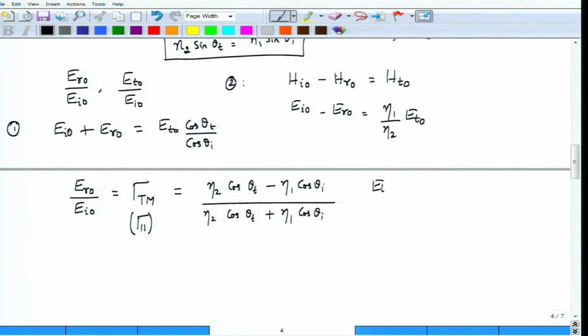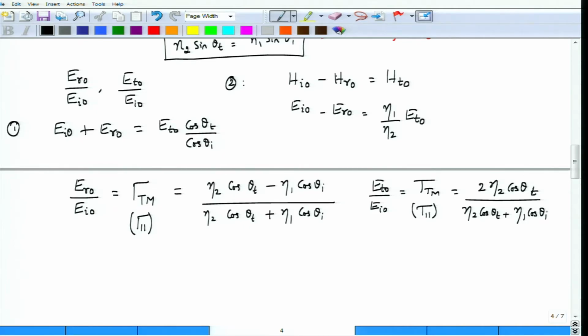Similarly, you have the transmitted field Et0 to Ei0 ratio being written as tau TM, T standing for transmission coefficient, or tau parallel. I will tell you in a moment what these parallel and TM designations mean. This is equal to 2 eta 2 cos theta t divided by eta 2 cos theta t plus eta 1 cos theta I. So you can do this and find out what these values are. You have these two expressions.